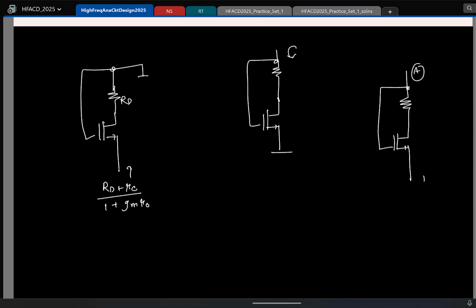Two terminals A and B. In one case, I am grounding terminal A and finding the resistance looking here. In the other case, I am grounding terminal B and finding the resistance looking here. So here, how many terminals do I have? Two terminals. So how many port network is this?